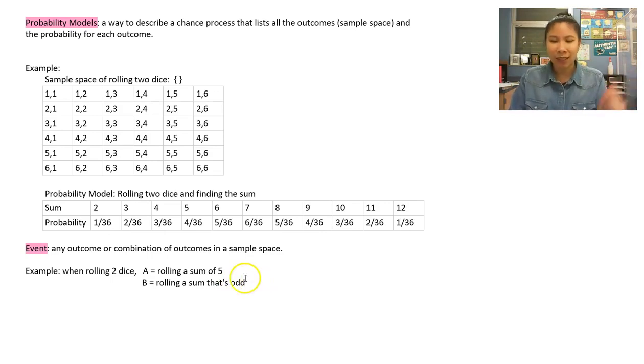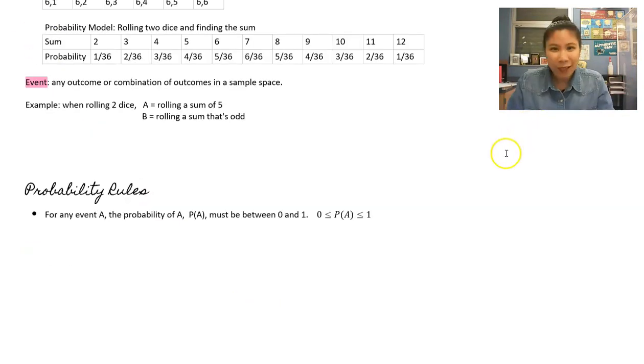Those would all count as a sum that's odd. So now let's actually get into the probability rules. The first one is simple. We talked about it last video already. The probability of any event A has to be between 0 and 1.